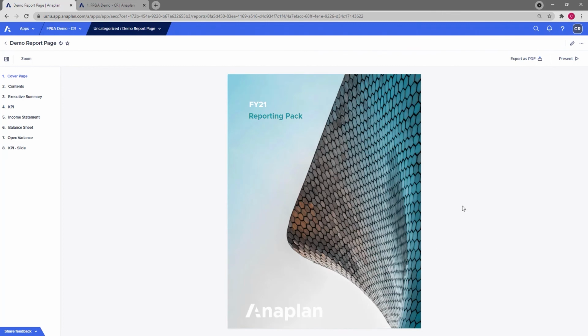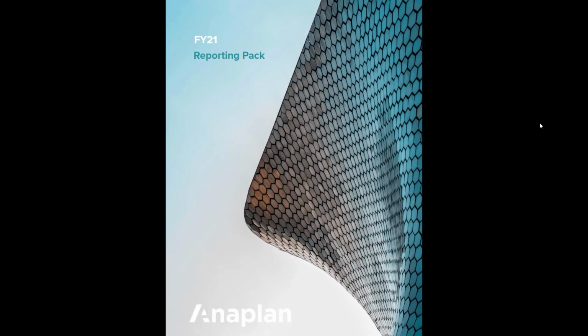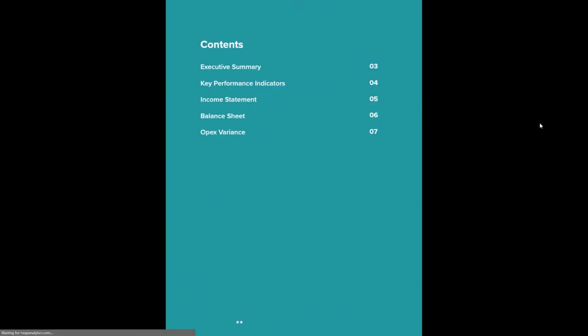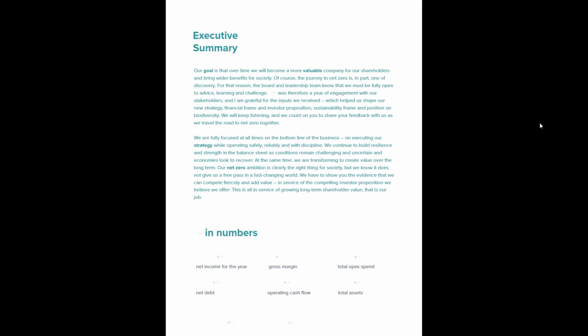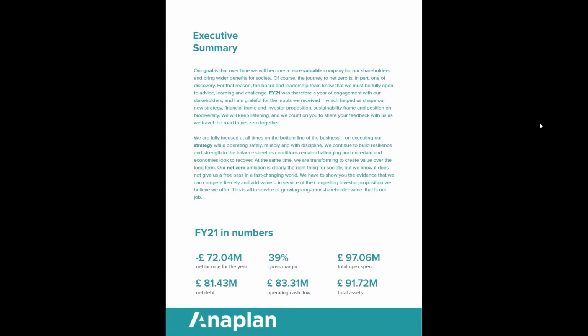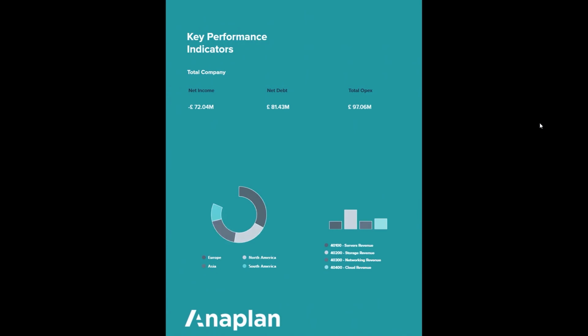When you've designed your report, publish that so that users can view it. You can then choose to present it or export it to PDF. So there you have it. Use Anaplan report pages to quickly and easily create visually compelling board-ready reports that can be shared with a range of audiences across the business.